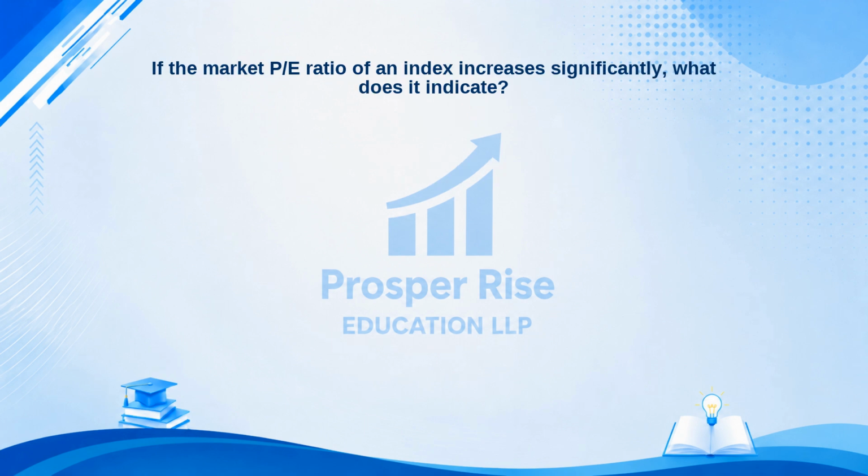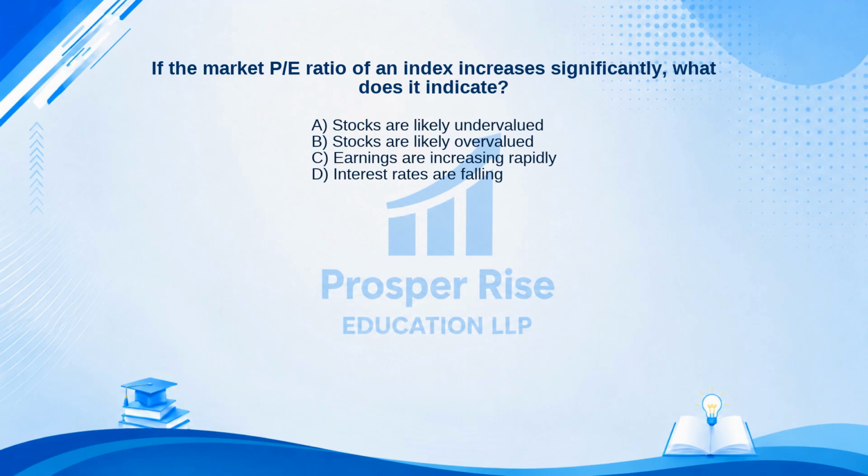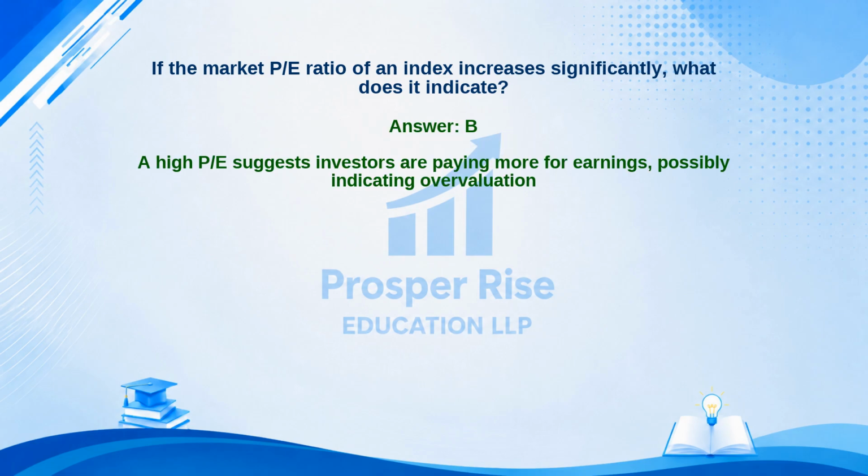Test your knowledge with this one. If the market PE ratio of an index increases significantly, what does it indicate? Here are your options. A. Stocks are likely undervalued. B. Stocks are likely overvalued. C. Earnings are increasing rapidly. Or D. Interest rates are falling. Take a moment to pause the video and decide. The correct answer is option B. Let's see why. A high PE suggests investors are paying more for earnings, possibly indicating overvaluation.